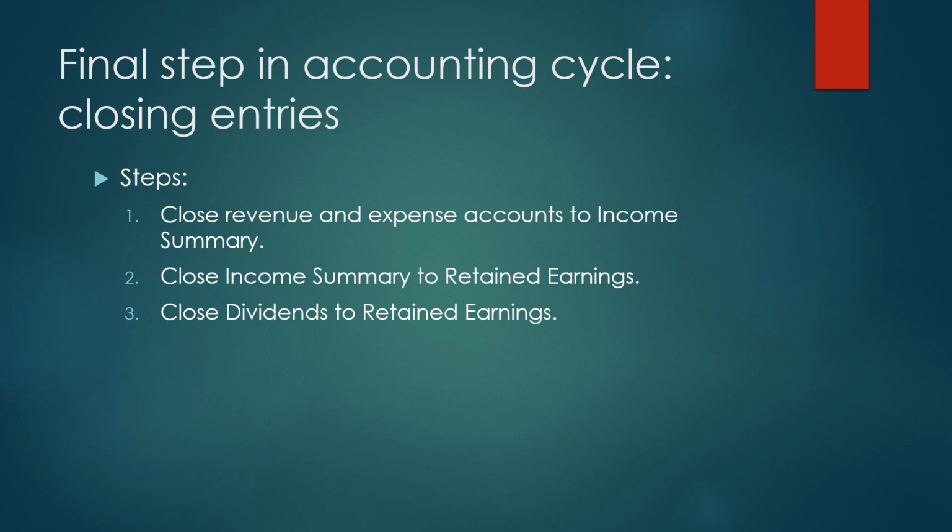Next, you're going to close income summary to retained earnings. That will have the effect of increasing retained earnings by net income or decreasing it by the net loss. And then finally, we're going to close the dividends account to retained earnings. So retained earnings will decrease by the dividends. The retained earnings balance after the closing process should be equal to the balance that you calculated on your statement of retained earnings.